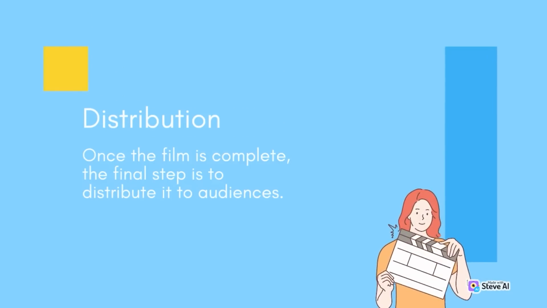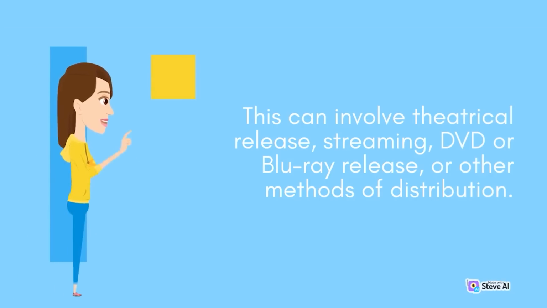Distribution. Once the film is complete, the final step is to distribute it to audiences. This can involve theatrical release, streaming, DVD or Blu-ray release, or other methods of distribution.